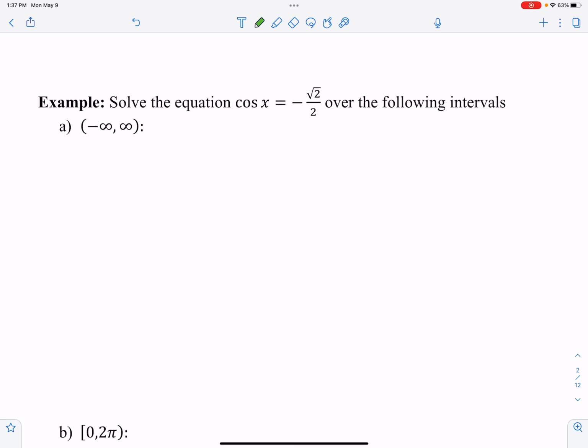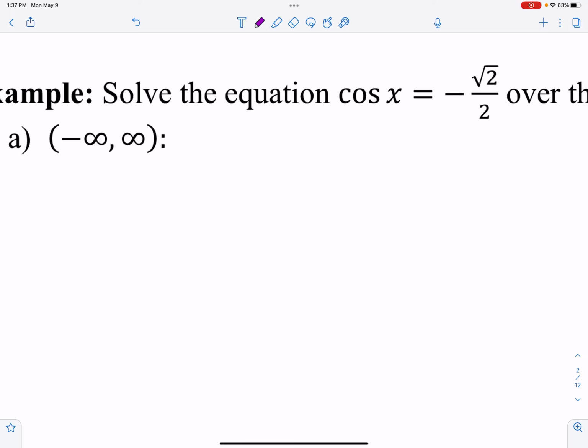So next we're going to look at solving the equation cosine of x equals negative root 2 over 2. And negative root 2 over 2 is a ratio on the unit circle, so this is something we can solve by inspection. The difference in this example is that we're going to first solve over all real numbers. So we want to represent all of the possible solutions to this equation.